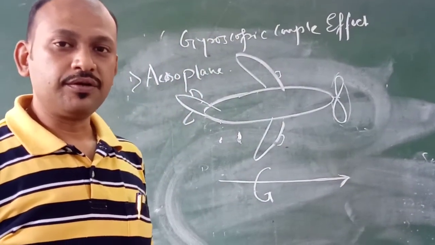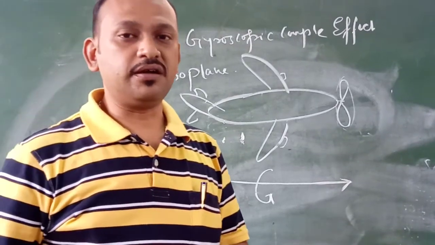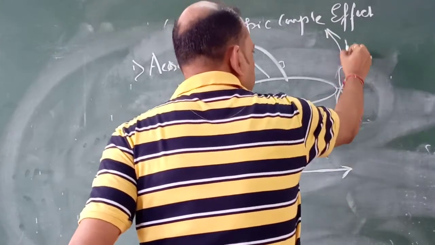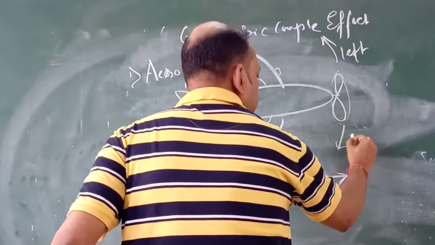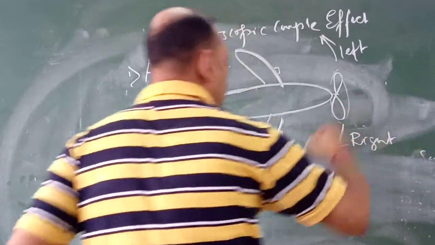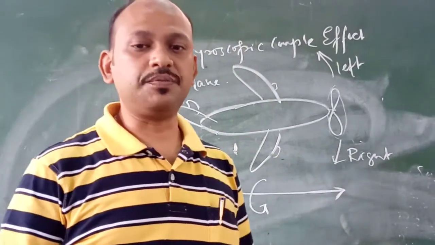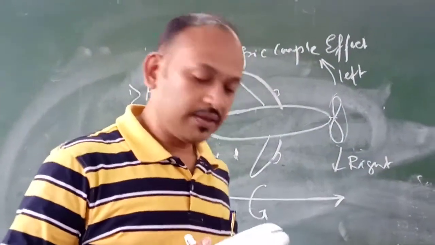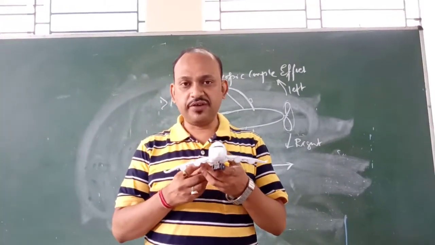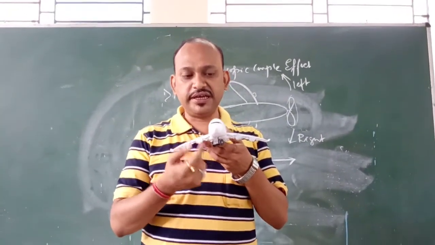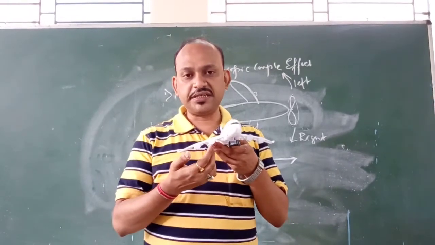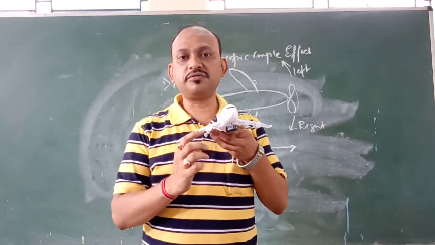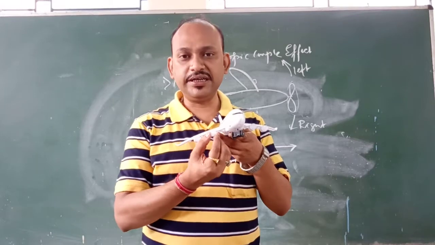Now the aeroplane wants to take a turn. Either it can steer to the left or it can steer to the right. What will be the effect of the gyroscopic couple? So for this, we have an aeroplane in our hand and we will be seeing what is the effect. You can very well see these are the engines which are fitted, and obviously the direction of the axis of spin will be generated from the direction of rotation of the propeller or the engine.